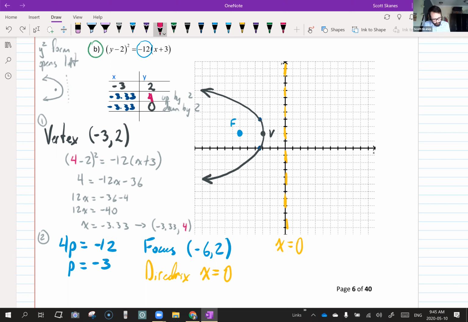So get the p-value and then just go that far away from the vertex. Let me be clear here. This distance here is just p. So just take it and shift it left by p. And then this distance is also p. So just take your vertex and shift it right by p. And then you have your 3 pieces, vertex, focus, and directrix.